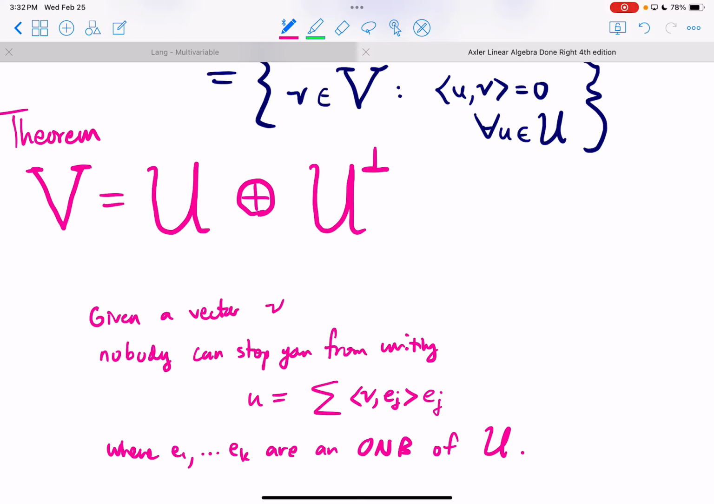Given a vector, is that U or V? Given a vector V, nobody can stop you from writing u equals. So what you should notice is this is the projection formula. Look, if you're going to use coefficients, those have got to be the coefficients. But the key here is that I don't have an ONB of the entire space V. I just have an ONB of U. And so I think actually what you need is that the dimension of U is finite, so that you can construct an orthonormal basis.